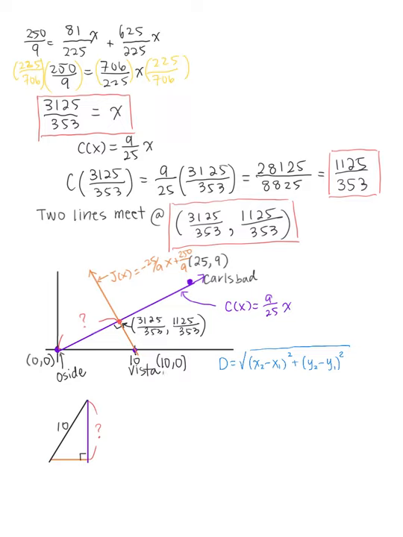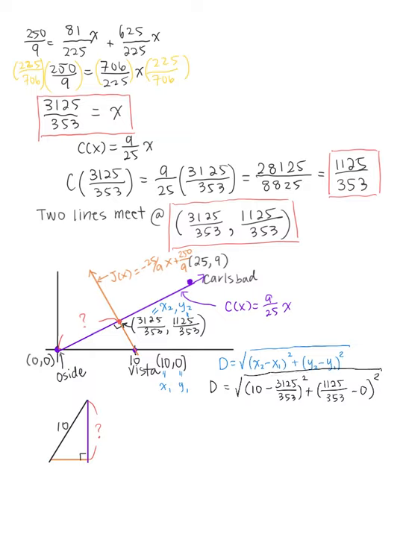So let's just call this 10 to be x1, 0 is y1, and the x-coordinate of the point of intersection, let's call it x2, and then y2. Okay, we got this. So what do we get? Our distance is going to be the square root of x2, which is 10, minus x1, which is, oh yikes, 3125 over 353, squared, plus y2, which is 1125 over 353, minus 0, squared.